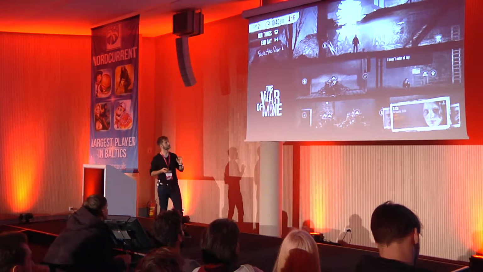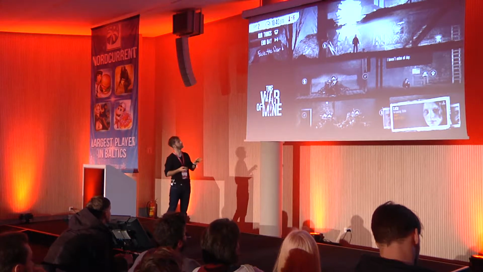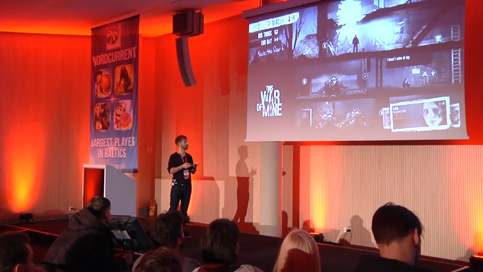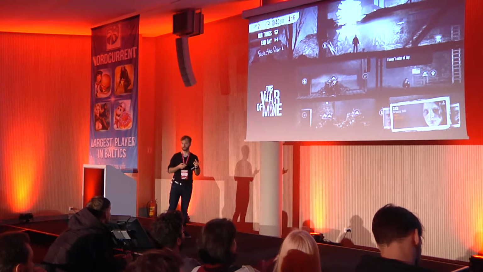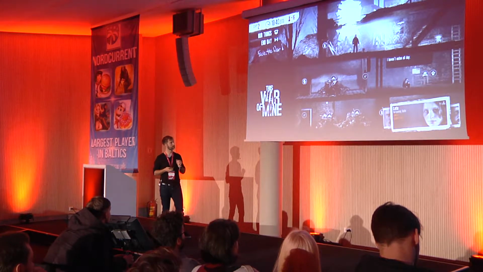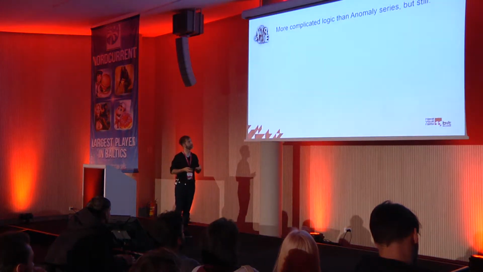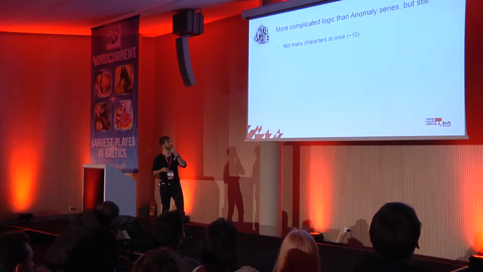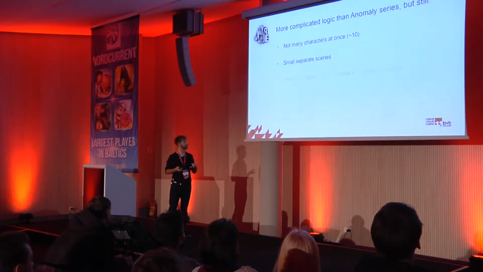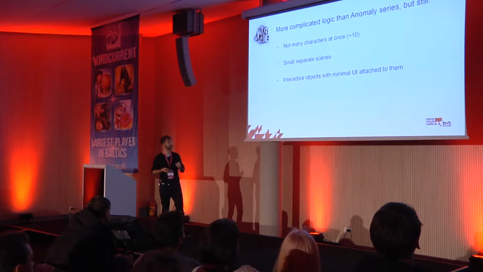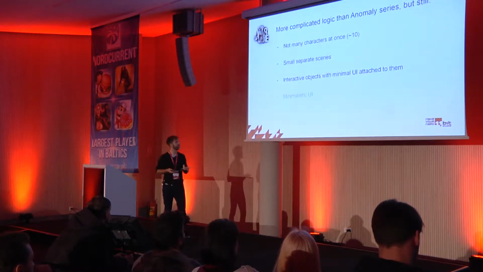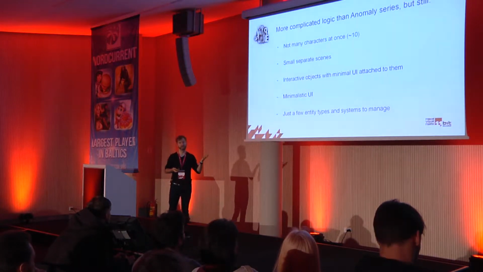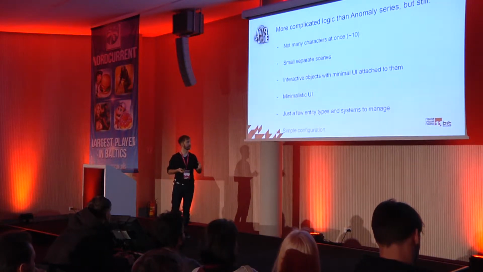And our next game was This War of Mine. Well, there's more happening here. We've got characters that have their moods, their physics, their AI. We've got some elements that we can interact with. We can steer all the characters. So there's more complicated logic, but not many characters at once, at most 10, I think. There are small separate scenes in this game. There are interactive objects with minimal UI attached to them. And the UI, as you can see, is minimalistic. Just a few entity types and systems to manage. So all those points make the game really simple to configure.